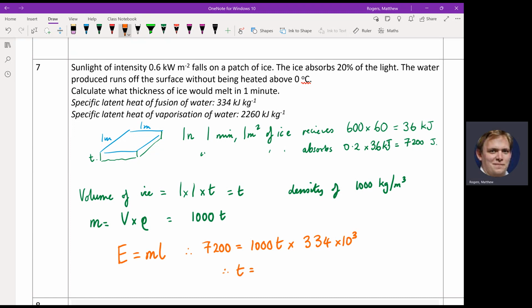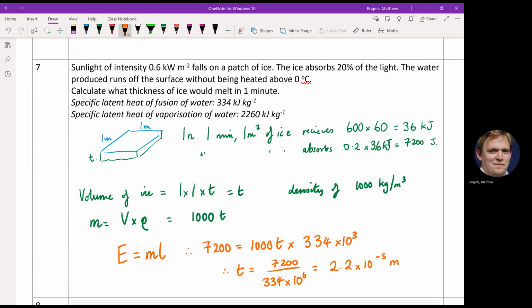So the thickness should be equal to 7,200 over 334 times 10 to the 6, once we put this extra factor of 1,000 in here, which is 2.2 times 10 to the minus 5 meters.